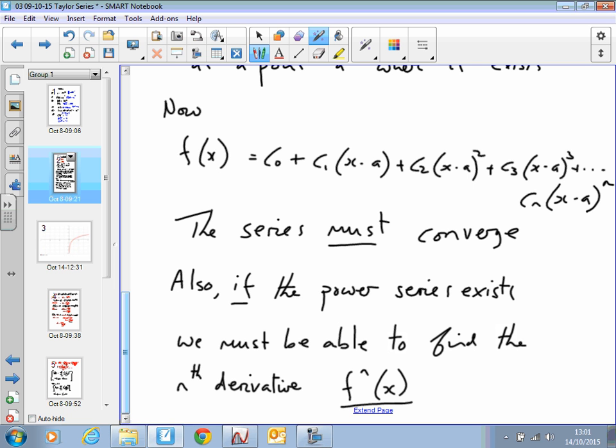So, in other words, if a power series exists, we must be able to find this nth derivative. So we can differentiate this power series as often as we like. And we'll see that that's an invaluable way of finding out what these coefficients are in front of each of these terms. Okay, so the best thing now is to have a look at an example of how we can use this idea and how we end up with Taylor series, a way of finding these coefficients in front.